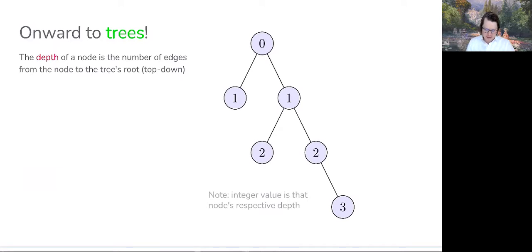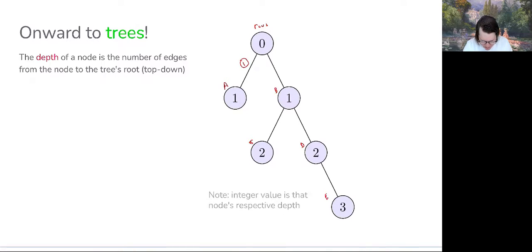So if we go ahead, we can see here the integer values stored within these nodes are going to be communicating that particular node's depth. So again, it's from the node to the tree's root. If we call this node A, let's put some names to these nodes. If we look at node A to the root, we have one edge. So its depth from the root is going to be 1.